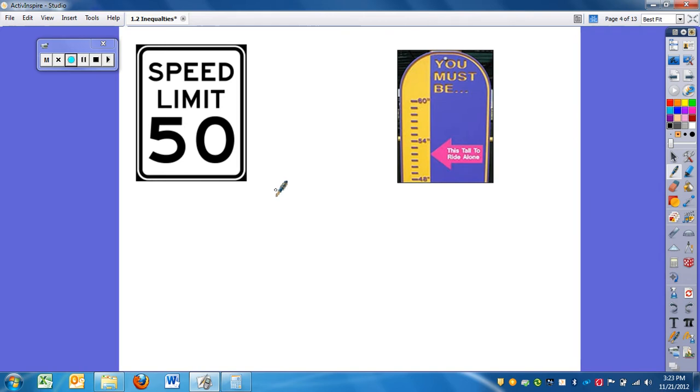So we see inequalities a lot. Right here is a speed limit sign. Now I know generally people will go beyond 50, but by law you're not supposed to go beyond 50. So I can write an inequality. I can say your speed and 50 should be less than or equal to. The second sign is a sign you would probably see at an amusement park, saying you must be this tall to ride alone. So you could say tall, or you can do H for height. The number here is 52, and you need to be greater than or equal to if you want to ride this ride alone.